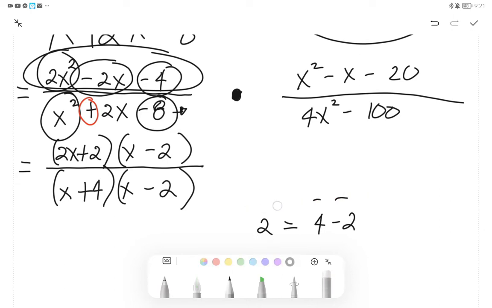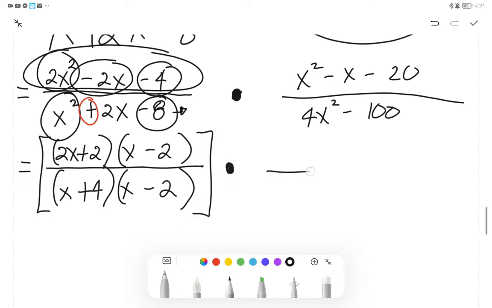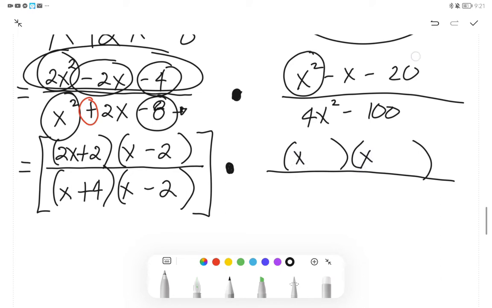Okay. Now, let's proceed to the divisor. Let's factor out the divisor. Let's factor x squared, that is x times x. Now, our third term is negative. Our middle term is also negative.